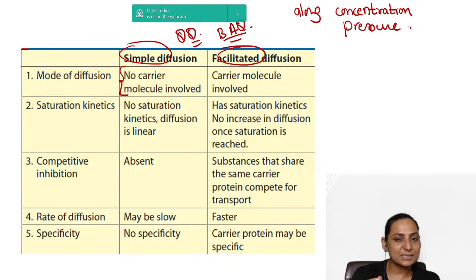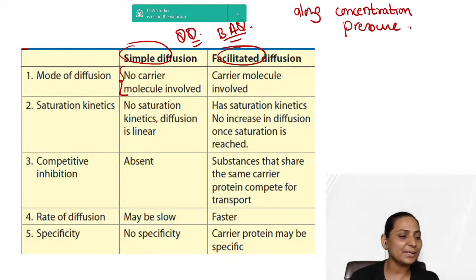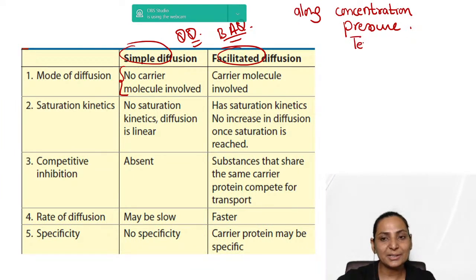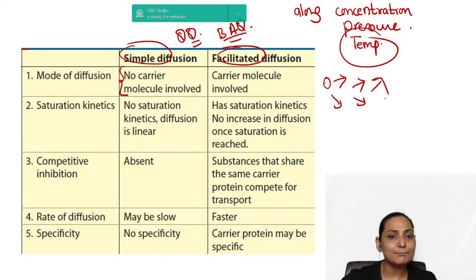Because the oxygen concentration is more in the atmosphere. Why do we give out carbon dioxide? Because the carbon dioxide concentration is more inside the alveoli, isn't it? So even the gases are moving along their concentration gradient. Or it could be a temperature gradient. If you increase the temperature, you're going to increase the movement. Because diffusion, how does it happen? It is just because of the collision or the random movement of the molecules, right?